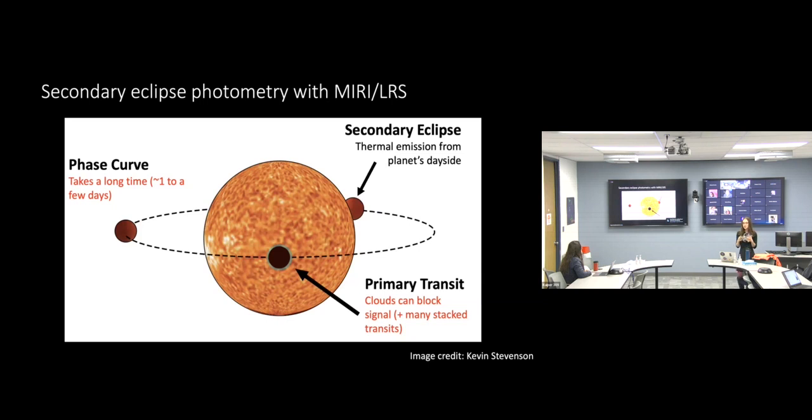So I'm going to be talking about doing observations with JWST's MIRI instrument using the low resolution spectrograph. So that actually produces a spectrum from about 5 to 14 microns. But for this secondary eclipse photometry technique, we actually sum up all of that light into one broadband secondary eclipse. So what we're essentially measuring is a broadband temperature of the day side of this planet.